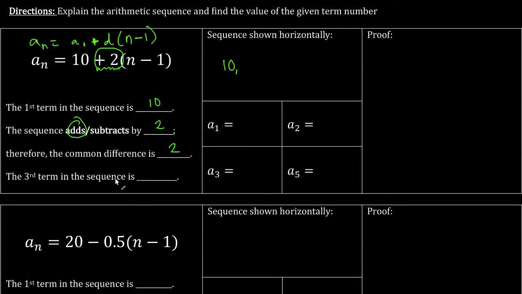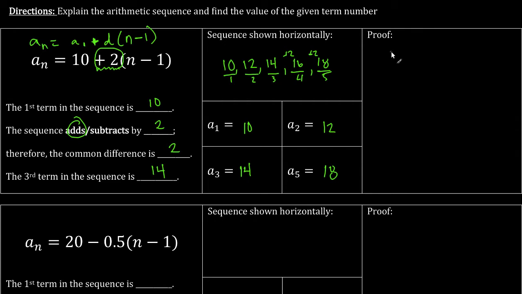It says the third term in the sequence. So this is the first term, and we've got to get to the third. Start at 10, we add 2, so we get 12, then 14. The second term is 12, the third term is 14. Cool. So a sub 1 means the first term. The first term was 10, the second term was 12, the third term was 14. It wants us to go to the fifth term. So let's add 2 again and we get 16. Then we add 2 again because we're trying to get to the fifth term, and we get 18.